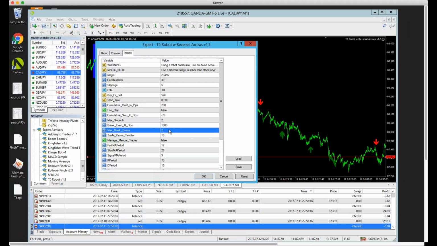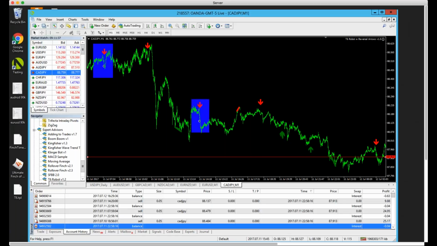And the same principle is true for break even trades. If it breaks even twice, we just want to stop. We know that we failed and the trend doesn't exist, or the trend did exist and we missed the profit. Trade pause candles refers to the number of bars that have to pass before we can take another trade. This robot is designed, as you already know, to take multiple trades one after the other.